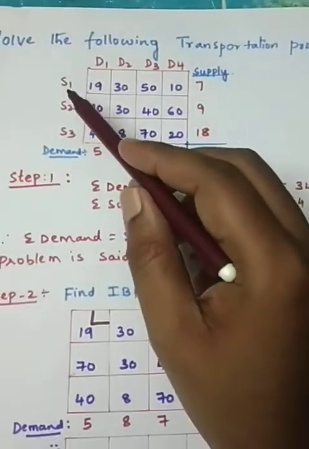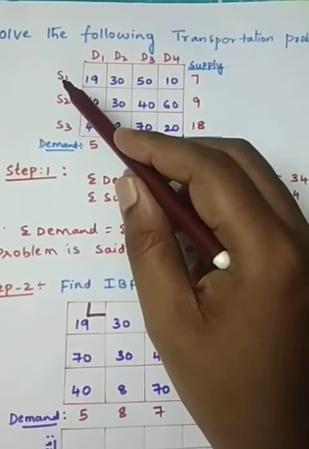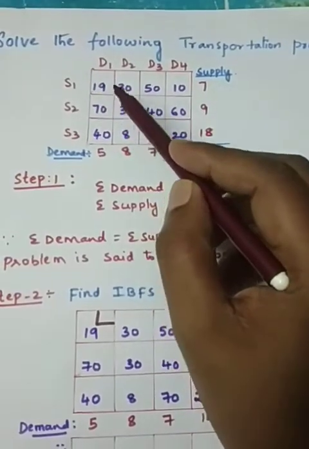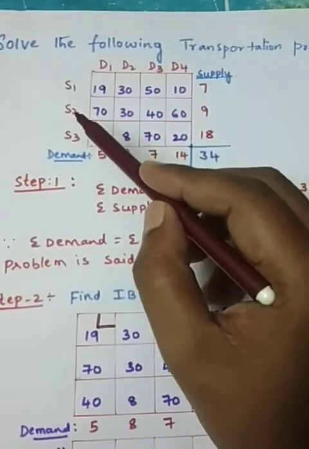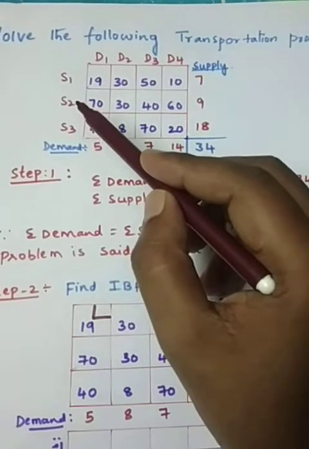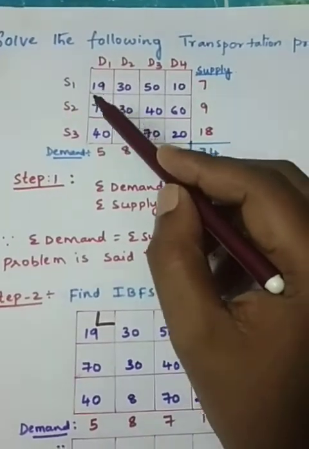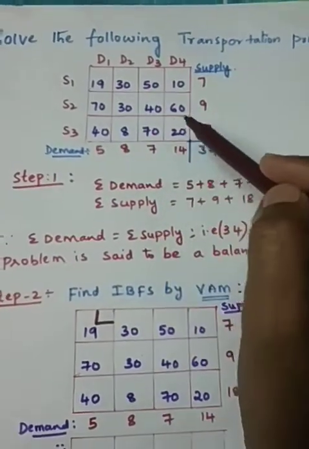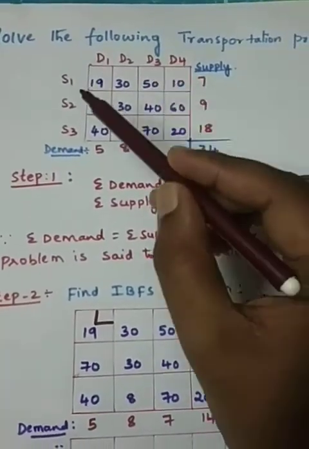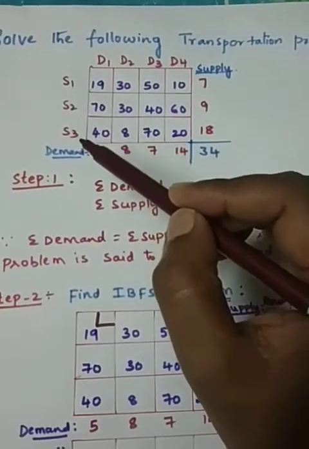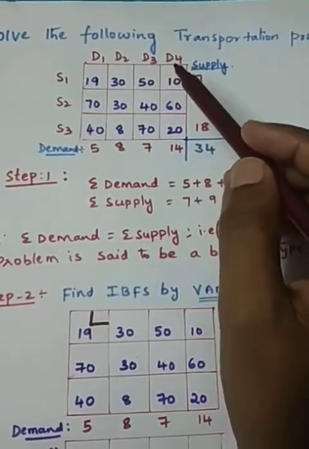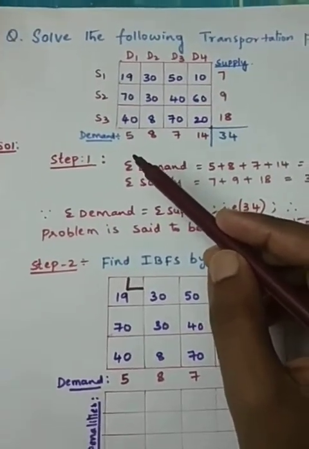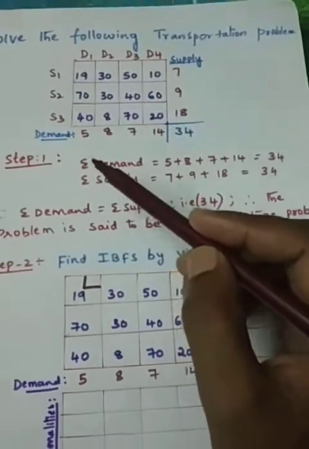Suppose for example, to transport the material from supply center 1, S1, to D1, the transportation cost incurred is 19 rupees. To transport the material from supply center S2 to D1, the transportation cost is 70 rupees. Similarly, all the values within the matrix are the transportation cost to supply the material from various supply centers to the demand centers.